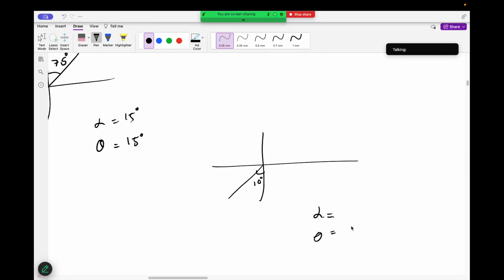Alpha is 80 and theta is 260. 80 and 260. Alpha is 80 and theta is 180 plus 80, which is 260.